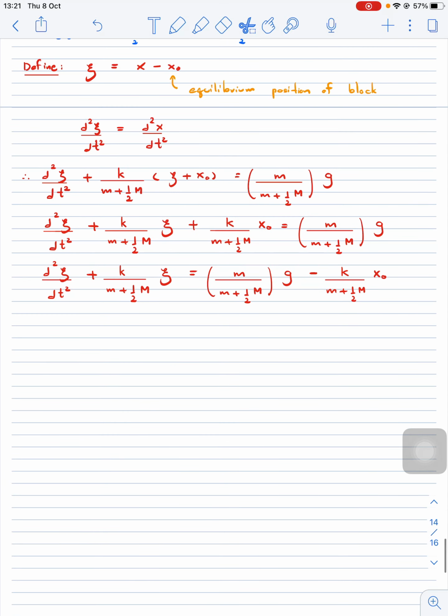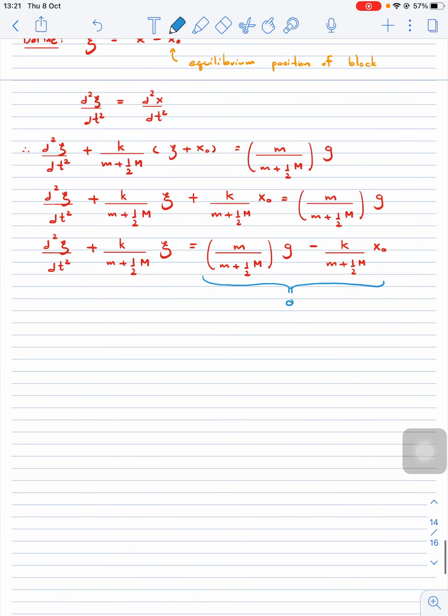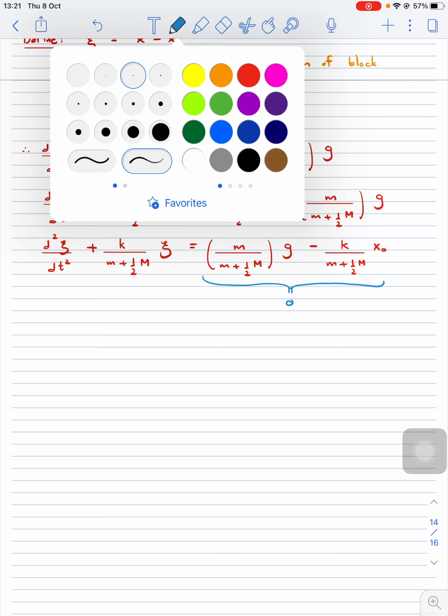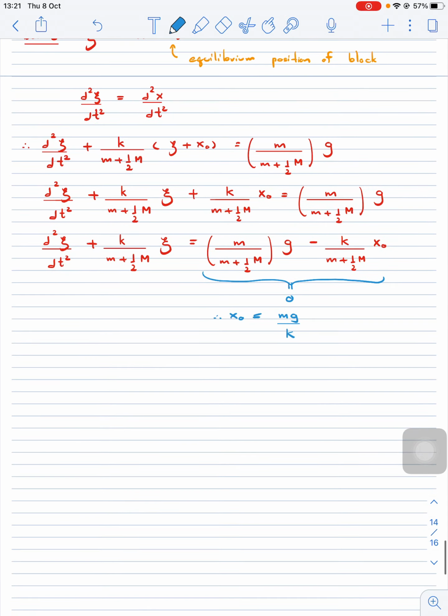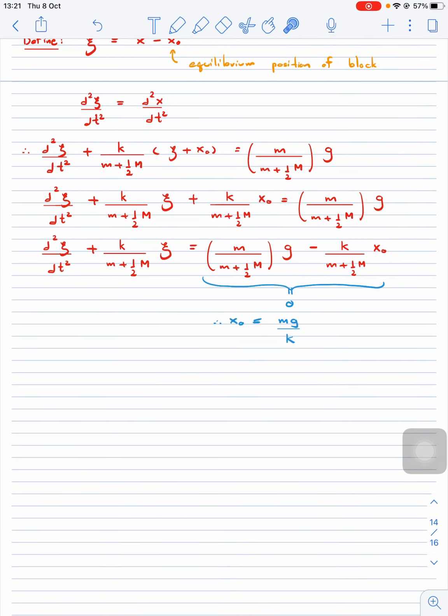But now we say that we need the whole thing here to be equal to 0. It is clearly seen that if we need the whole thing to be equal to 0, then x naught must be equal to mg over k, and that's it. So x naught here must be equal to mg over k. It means that this is going to be the equilibrium position of the block.